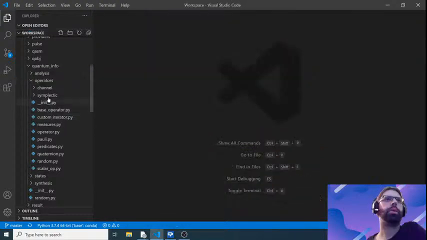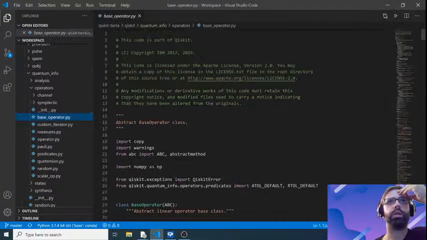So now we've done the analysis folder, the operators folder, quaternions, base operator. It's an abstract base operator class.